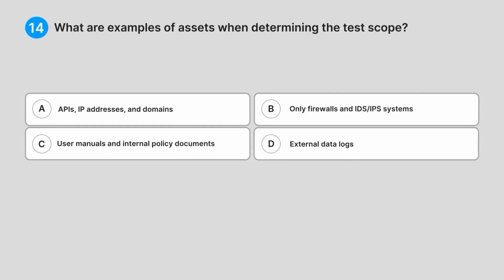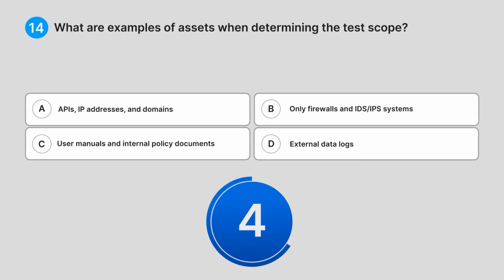14. What are examples of assets when determining the test scope? A. APIs, IP addresses and domains. B. Only firewalls and IDS/IPS systems. C. User manuals and internal policy documents. D. External data logs. What do you think is the answer?